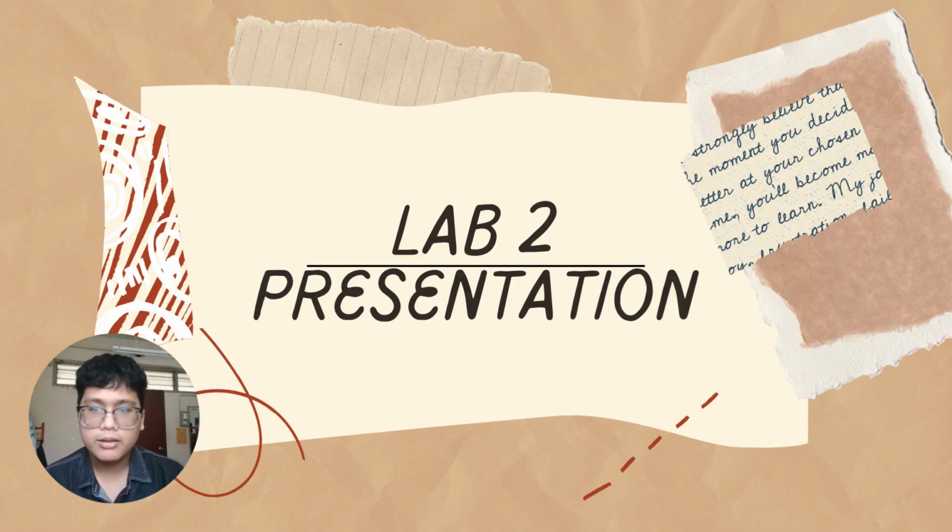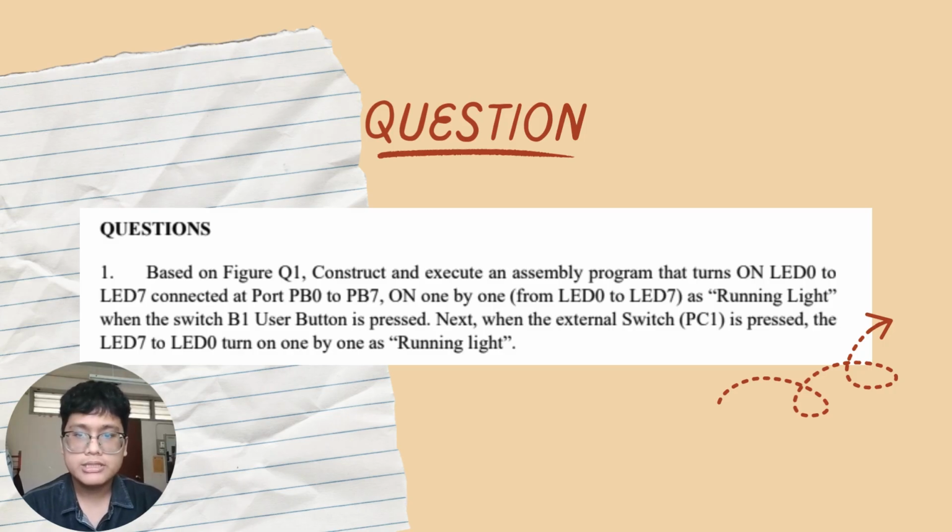Today I'm gonna present about Lab 2 Microprocessor. For the questions, our team got the first question, which is based on figure Q1, construct and execute an assembly programs that turns on LED0 to LED7 connected at port PB0 to PB7 on 1 by 1 from LED0 to LED7 as a running light.